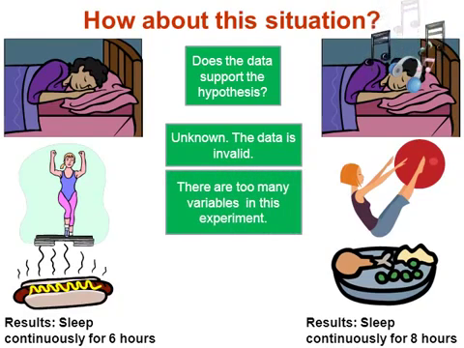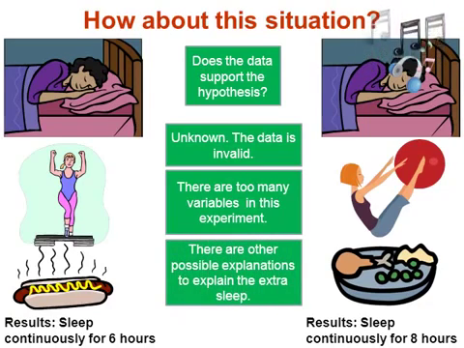There are too many variables in this experiment. She has the intended variable, the independent variable, of sleeping with music and sleeping with no music. There's a second variable with different amounts of exercise, and there's a third variable with changing the food. These are all possible factors that could explain why the woman received an extra 2 hours of continuous sleep. So when you have more than one variable, you really can't pinpoint your explanation. There are other possible explanations. And that's the importance of having only one independent variable in an experiment.